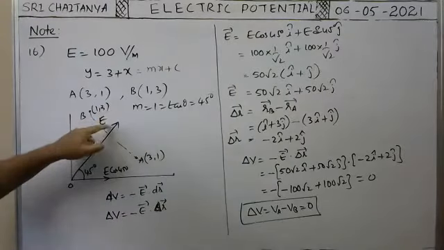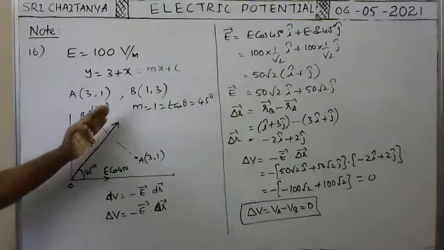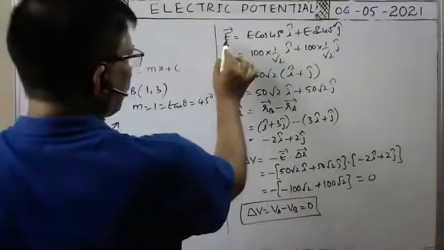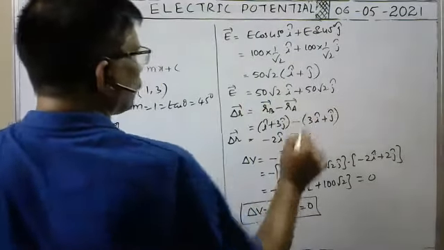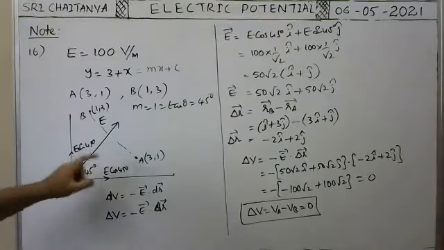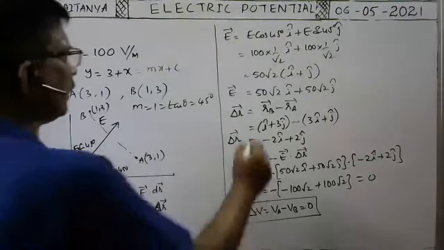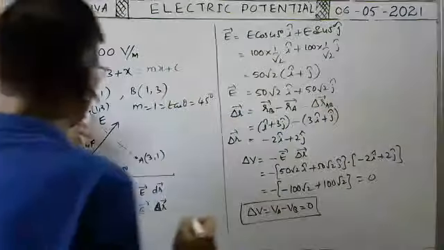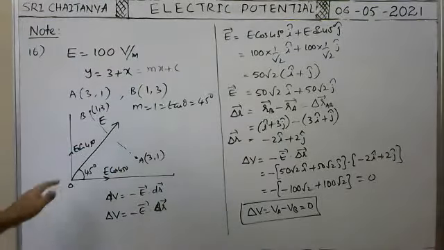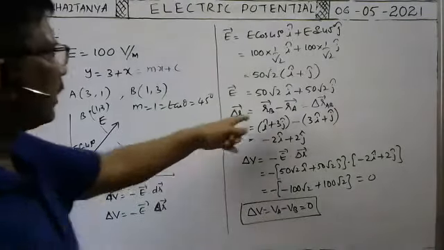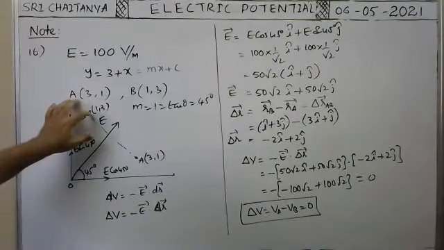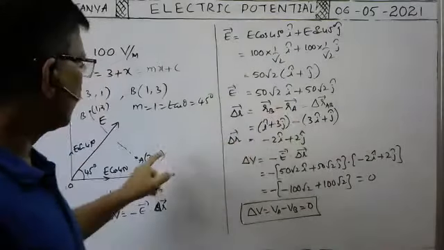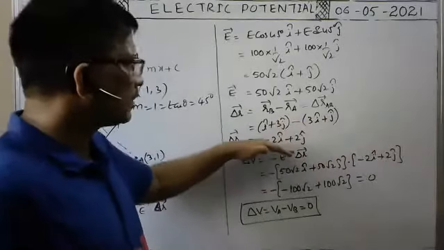You write this E in vector form. As E is along this direction, you take the x component and the y component, and when you have written it in vector form, we get 50 root 2 i cap plus 50 root 2 j cap. Similarly, the displacement vector from A to B, delta R AB bar, is equal to RB bar minus RA bar. As we are given the position coordinates, the position vector of point B is i cap plus 3 j cap, minus RA bar, which is 3 i cap plus j cap. Then if you simplify them, we get this one.